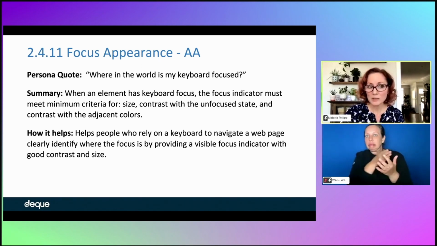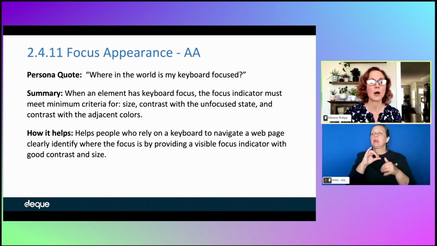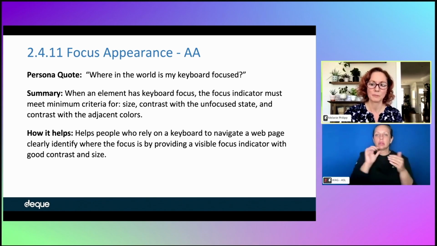This goes beyond the existing 2.4.7 Focus Visible by defining a minimum size of the indicator and a minimum contrast with surrounding colors. It also goes beyond 1.4.11 Non-text Contrast by requiring a minimum size and a minimum contrast between the focused and the unfocused state. So there's a lot to think about there.